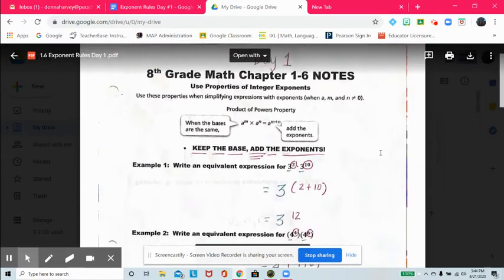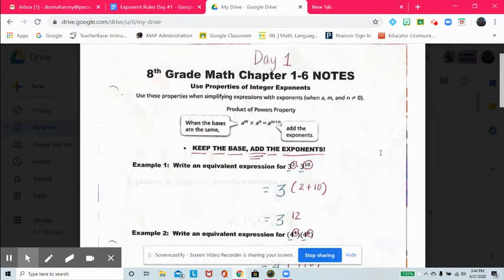So let's read what it says here. It says, we are going to use these properties when simplifying expressions with exponents, where a, m, and n do not equal 0. Okay, so it's just pretty much saying that you can't have a 0 as one of the numbers. And then it says, here's your rule, that a to the m power times a to the nth power, what you do is you just add m plus n. Wow, that seems a little confusing. So what it's really telling you is that when you have exponents and the bases are the same, you just add the exponents.